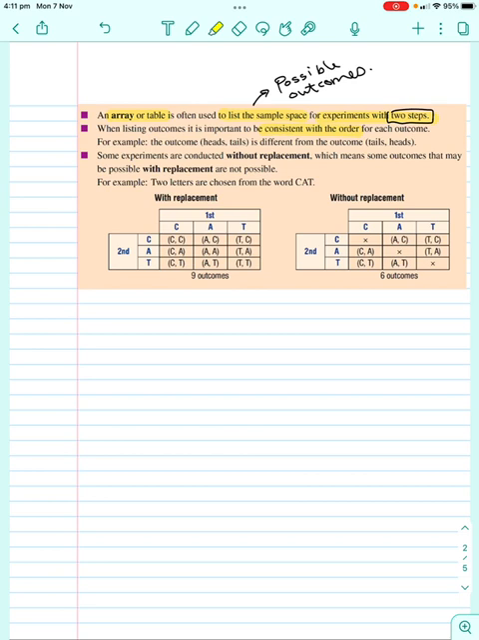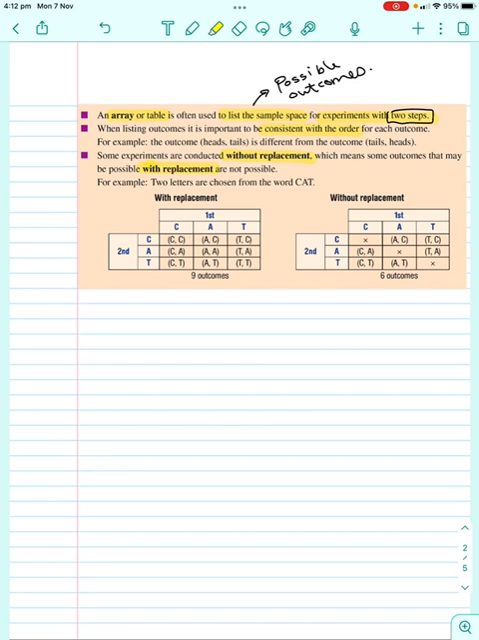Some experiments are conducted without replacement, which means some outcomes that may be possible with replacement are not possible. So without replacement is saying, I have a bag full of marbles and I pull out a marble and then I don't put it back. That's going to affect the probabilities of the next draw of a marble. With replacement is I draw that marble out and then I put it back.